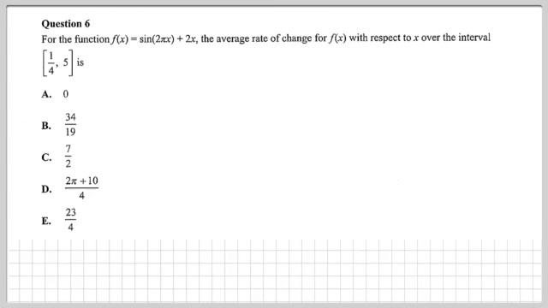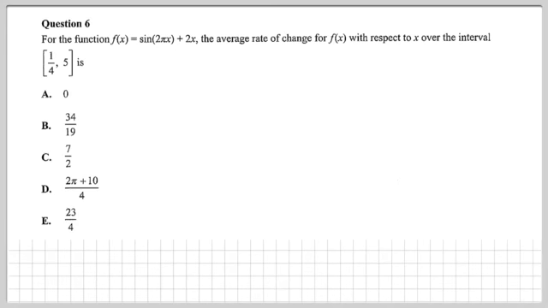Question 6. For the function f of x equals sine 2 pi x plus 2x, the average rate of change. Okay, average rate of change. You've got to know how to do those. With respect to x over the interval from 1/4 to 5 inclusive is. Well, guys, you could probably do that manually, or you could do it on the CAS. You'd have to type this into your CAS device as a function, and then just go f of 5 minus f of 1/4 all over 5 minus 1/4, because the average change of anything is just y2 minus y1 over x2 minus x1, for a function of y in terms of x.